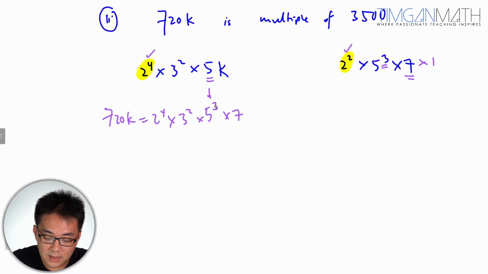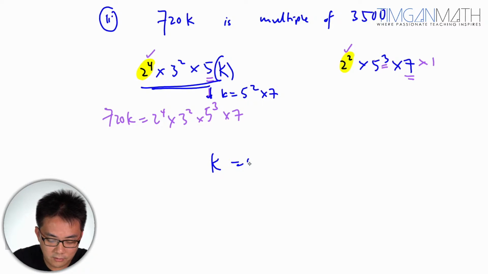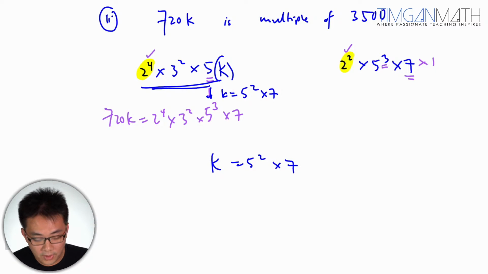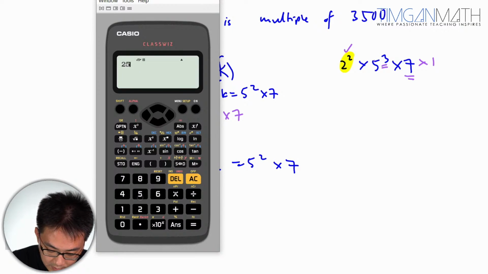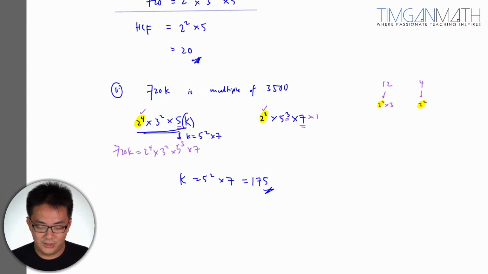All right, so that is the main thing. Once you're done with this, then you just compare. 720 has 5, so k has to be 5 squared times 7. So 5 squared times 7 would be 25 times 7, which is 175. I hope that makes sense. Yeah, so this is how we do this question proficiently. Any question or comments, please do let us know, and I'll see you in the next question.